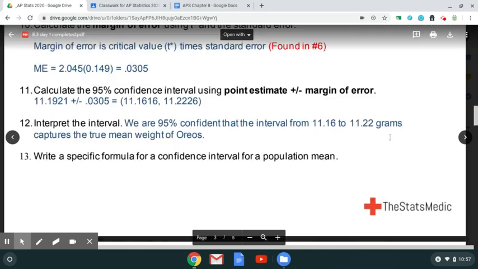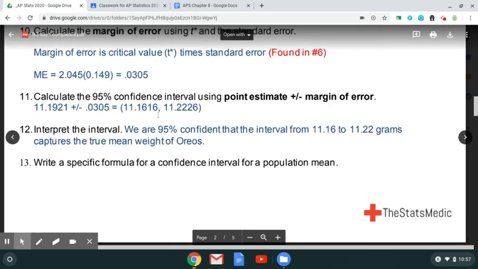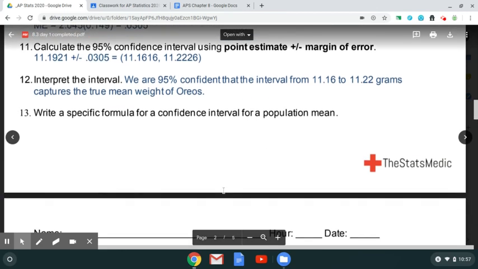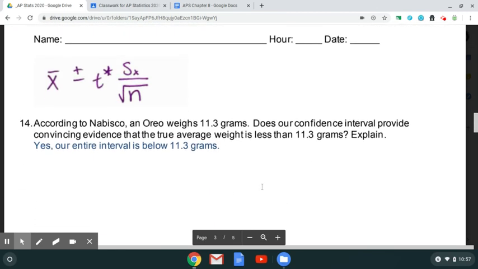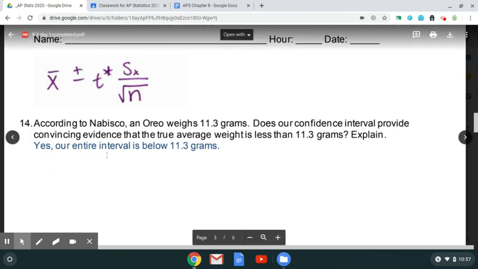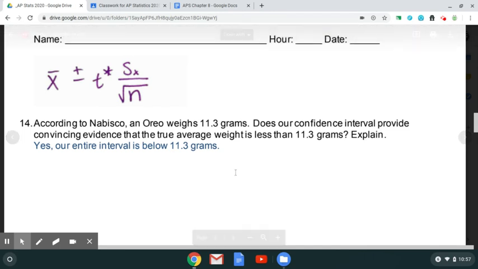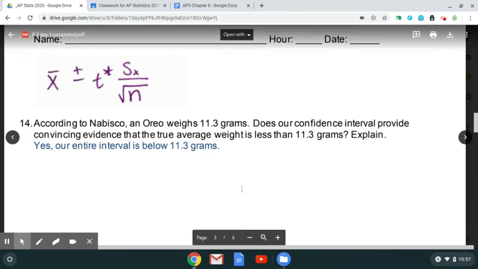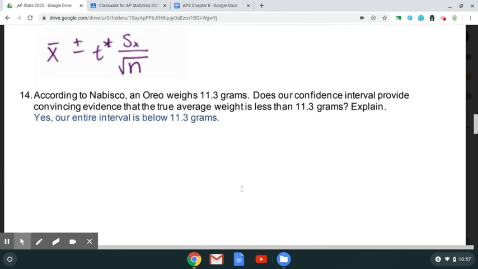So look back at your interval, 11.1616 to 11.2226. According to Nabisco, an Oreo weighs 11.3 grams. Does our confidence interval provide convincing evidence that the true average weight is less than 11.3 grams? Well, based on our sample, our entire interval is less than 11.3 grams. So we can conclude that we have evidence that Nabisco may be telling us a fib, that the weight is less than 11.3 from what they claimed.